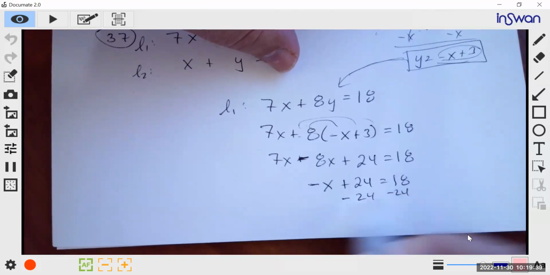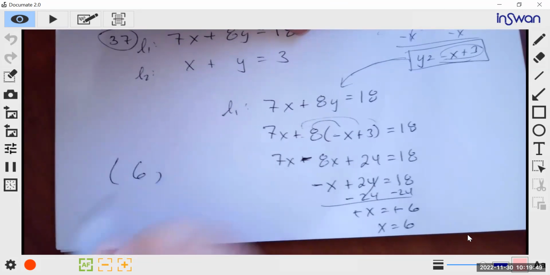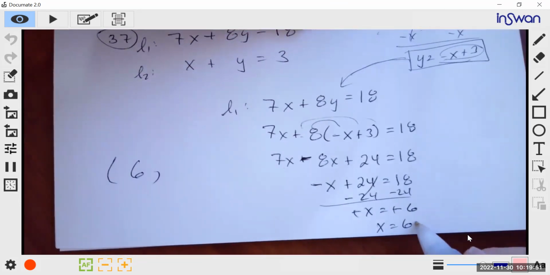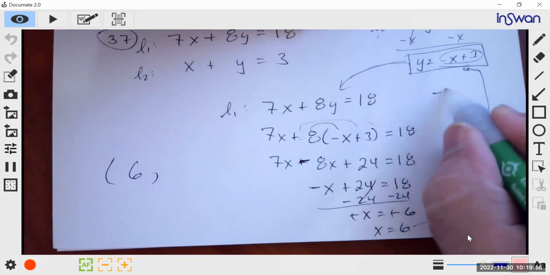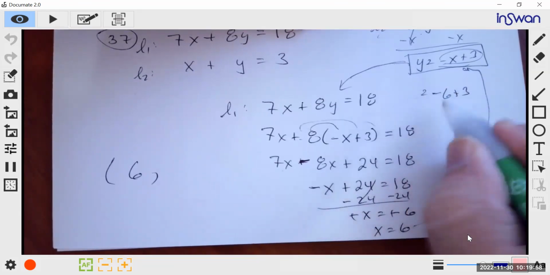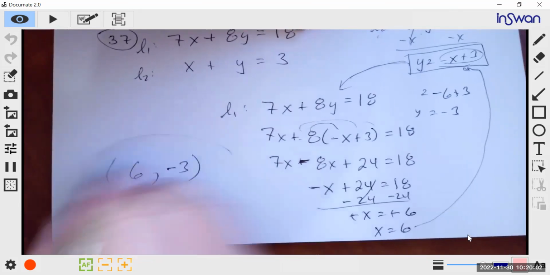Subtract 24 from both sides. -6. Change the signs, so x equals 6. To find the y, I plug it back up here. -6 plus 3 is -3. So there's my solution.